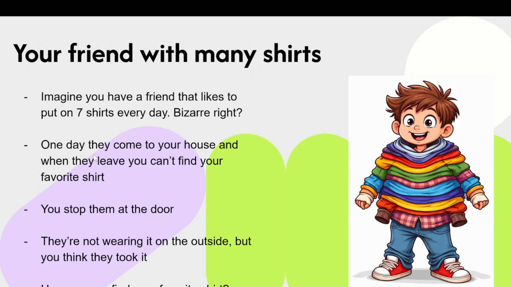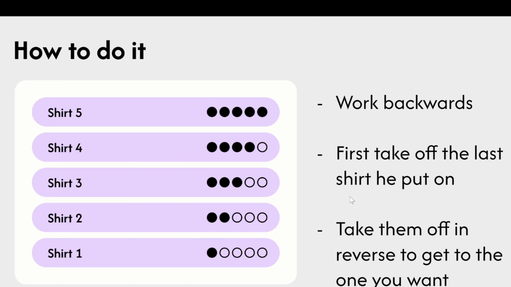So one day he comes to your house, and when he leaves, you can't find your favorite shirt. You realize this quickly, you stop him at the door, and you see he's not wearing it on the outside. You can't see it on him, but you think he has it. So how can you find your favorite shirt? What would you have to tell your friend to find your favorite shirt?